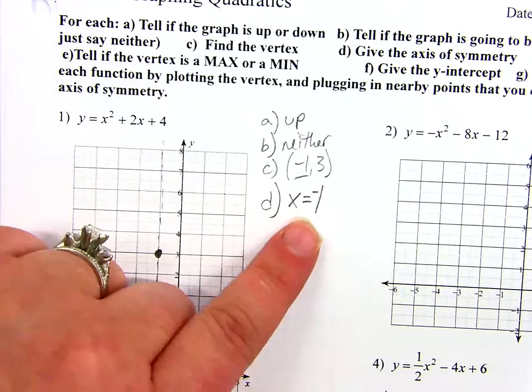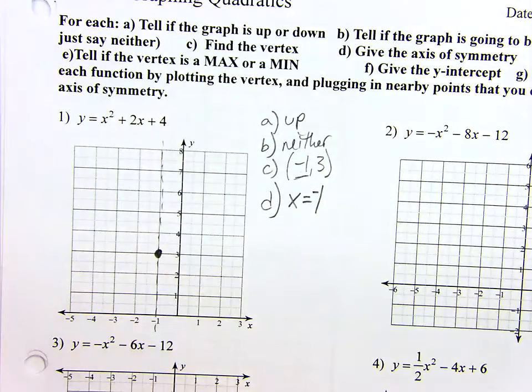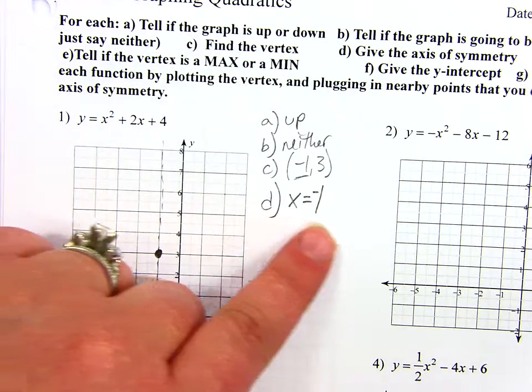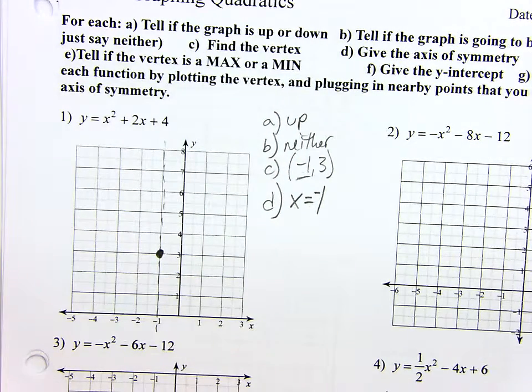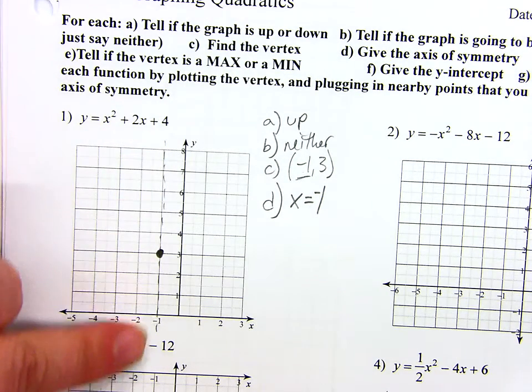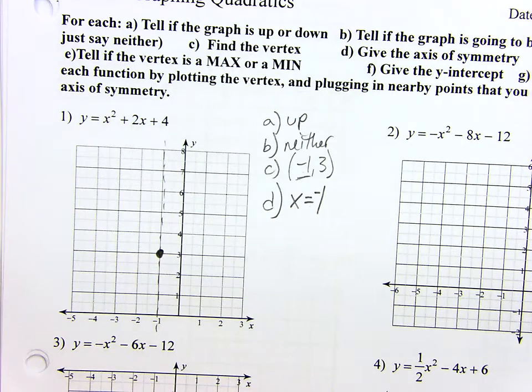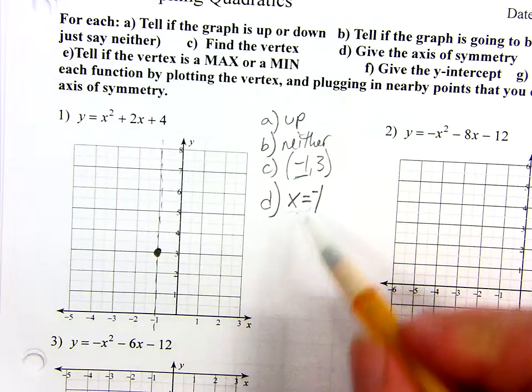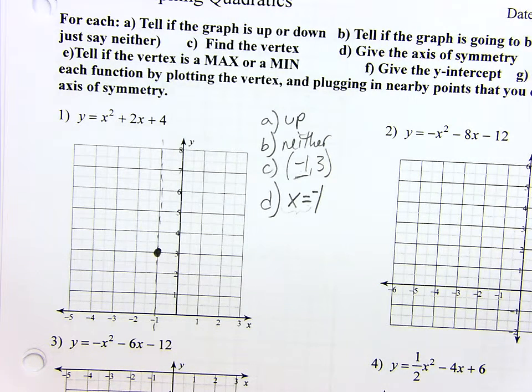If you write on the answer line, because your quiz is going to look very much like this, right? There's going to be an answer line for each of these letters. If for the answer line for D, you just write the number negative 1, that's wrong. That doesn't mean anything. That's not the equation of a line. X equals negative 1 is. So yes, it is that important that you write x equals for the axis of symmetry, because if you don't, it means nothing. Get what I'm saying? Okay, good, yes.